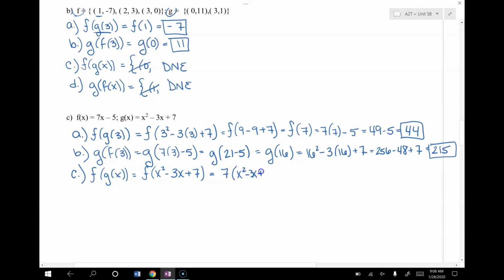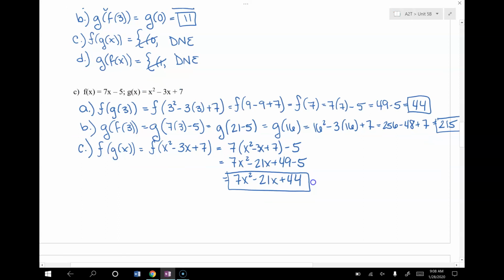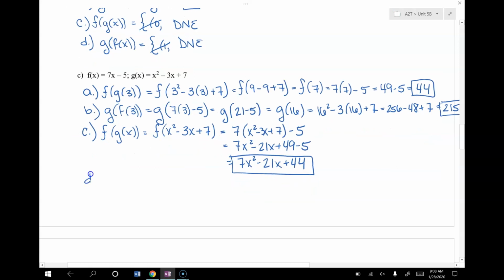Don't forget your numbers. And then I'm going to simplify. Okay, so I'm going to distribute my 7. So 7x squared minus 21x plus 49 minus 5. And combining like terms, because we are composing, we are creating a new function, so we need to get as simplified as possible. Boom, there it is. Nice work.